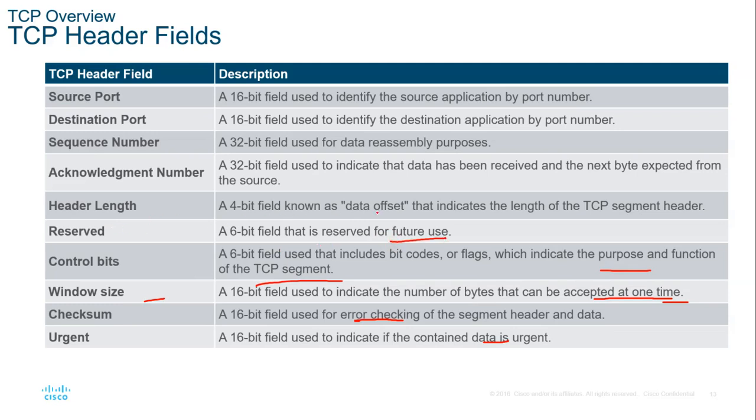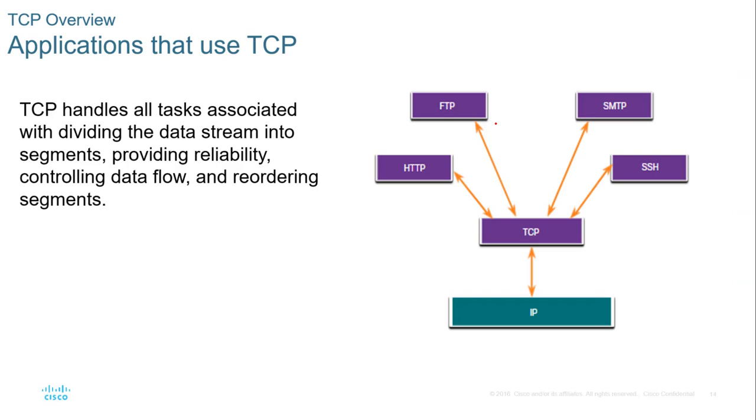We have length, data offset, that indicates the length of the TCP segment header. Then acknowledgement is used to indicate that the data has been received. Sequence is for data reassembly purpose. Destination is the application destination port number, and then the source application port number.